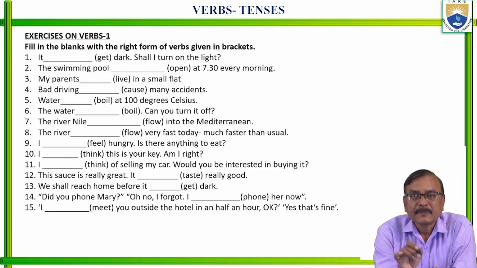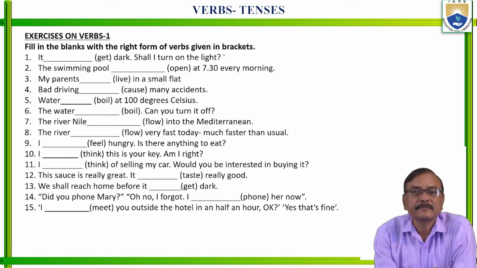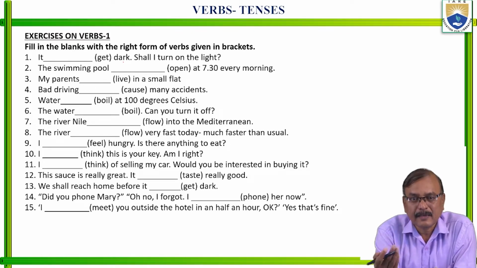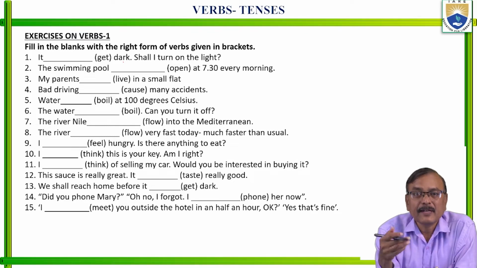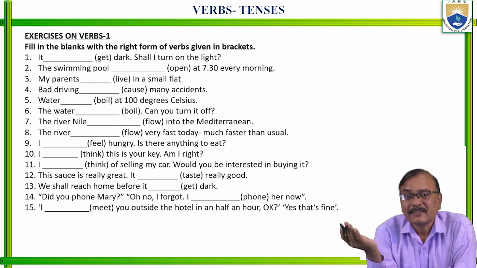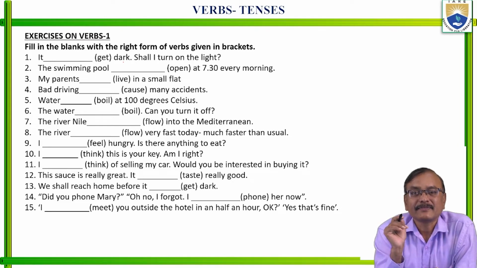First one. It dash get dark. Shall I turn on the lights? Shall I turn on the light means future action. You are asking permission. Why are you asking permission to turn on the lights? So already it became dark. It became dark means yesterday it became dark, or just now it became dark, or it is getting dark. You have to think like that.